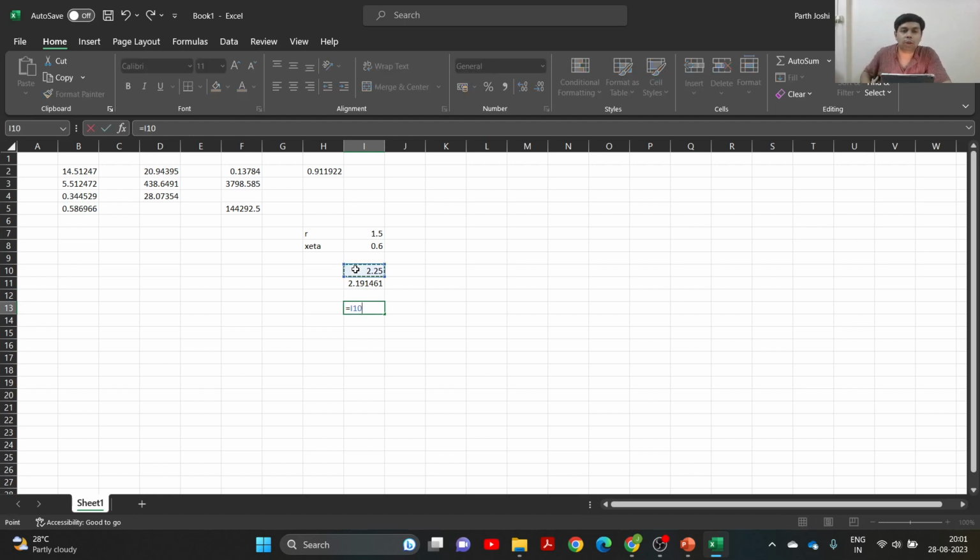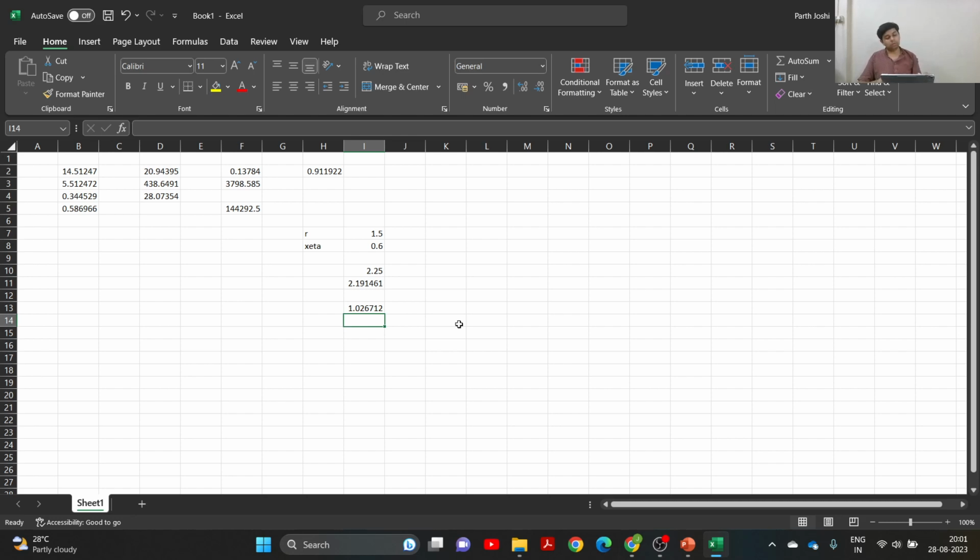So the ratio of numerator to the denominator is 1.026. Therefore the error, which is (z minus y) divided by y, which is z by y minus 1, which is 0.0267.